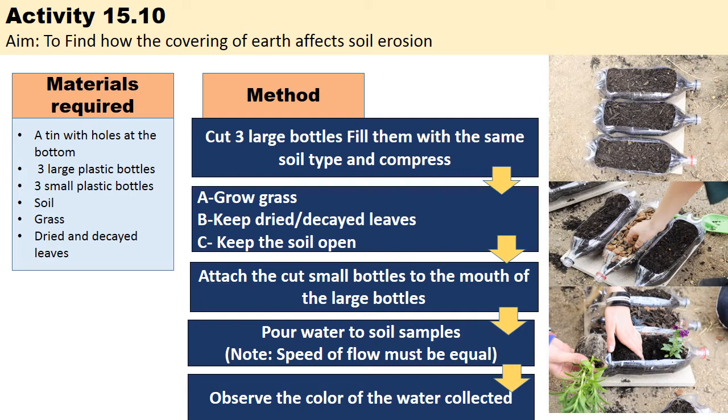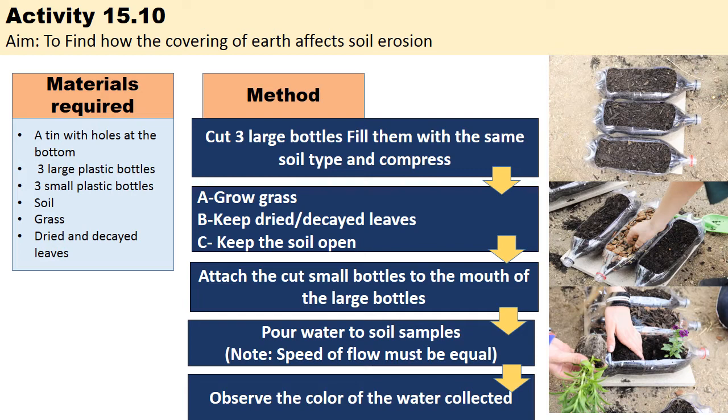In A you can grow grass, in the next one you can keep dried or decayed leaves, and the third one you can keep bare, without doing anything. Next you have to cut the 3 small plastic bottles and attach them to the mouth of the large bottles. You can see in the picture, children.